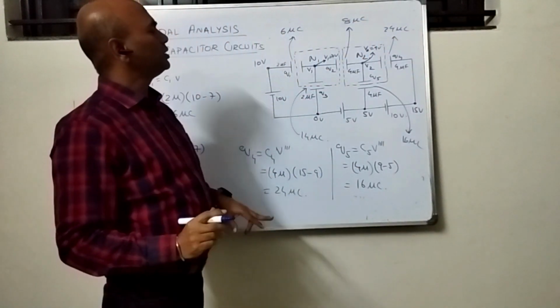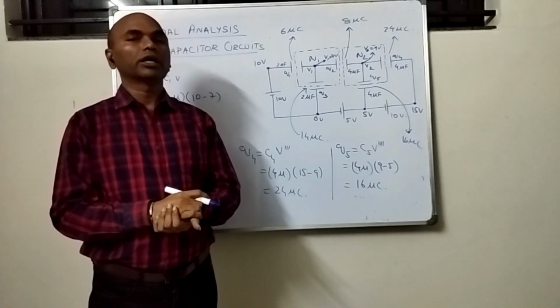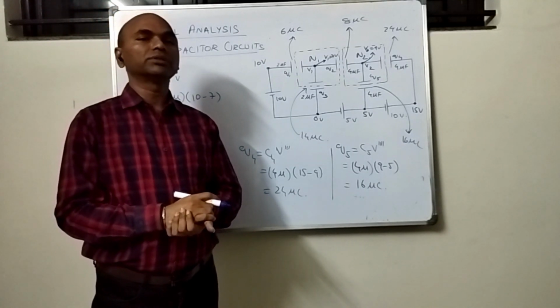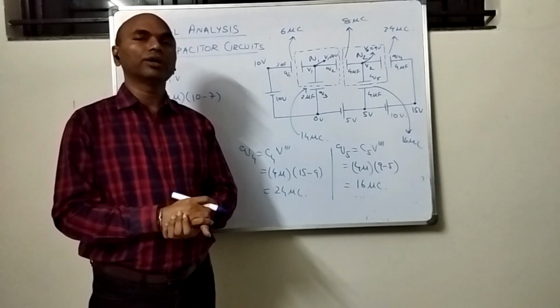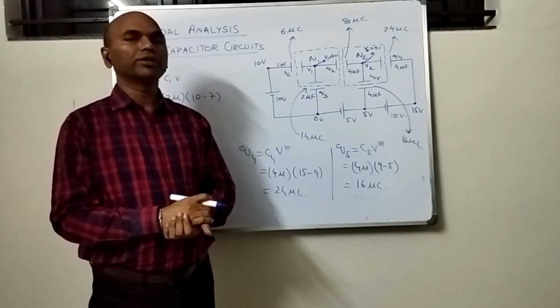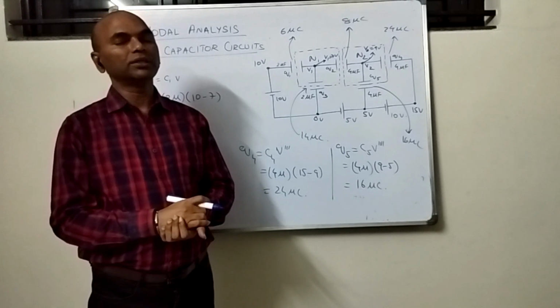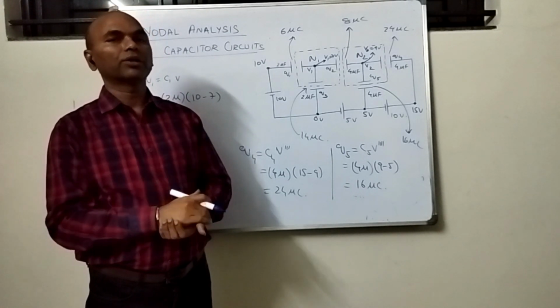Okay. So this way we can get the charge distribution in a capacitor circuit using nodal analysis. The only sequence is first you have to get the potentials. So even before that you have to identify the nodes, and once you identify the nodes you have to solve for the potential at the nodes, and once you get the potentials at the nodes we have to get the charge distribution using the formula Q is equal to CV.